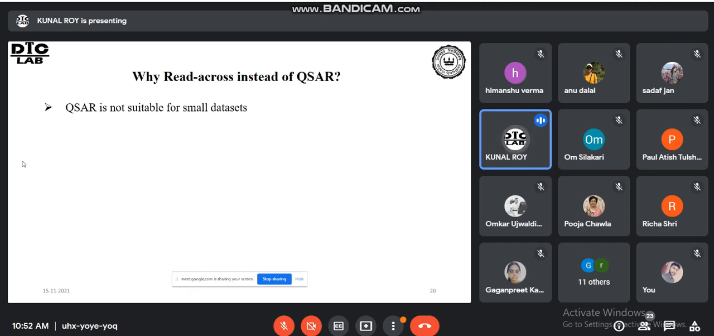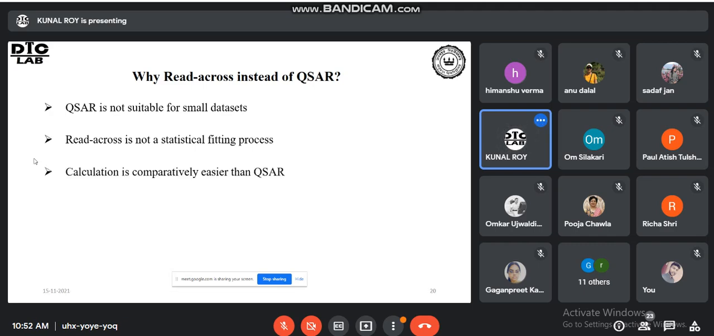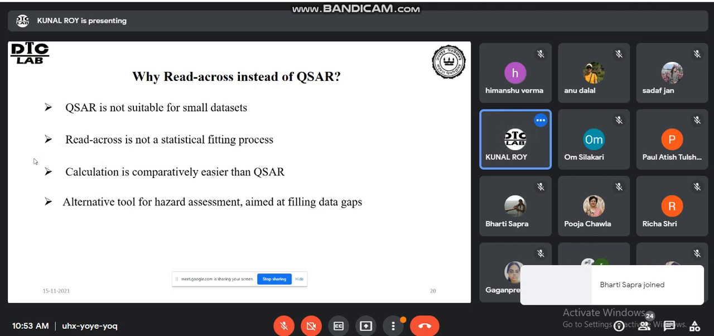So we have to use an alternative like read across. Read across is not a statistical fitting approach. Calculation is comparatively easier than QSAR. One can easily predict it. It predicts a data endpoint for the query compound. This is an alternative tool for hazard assessment in data gaps.